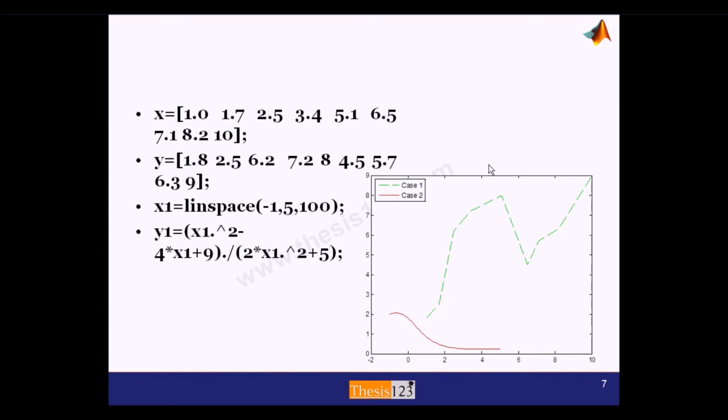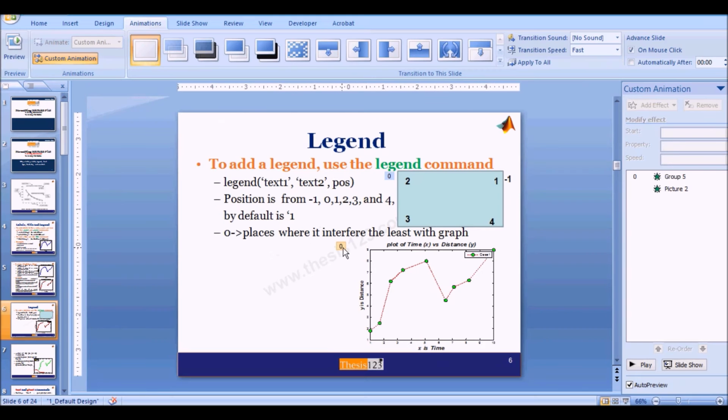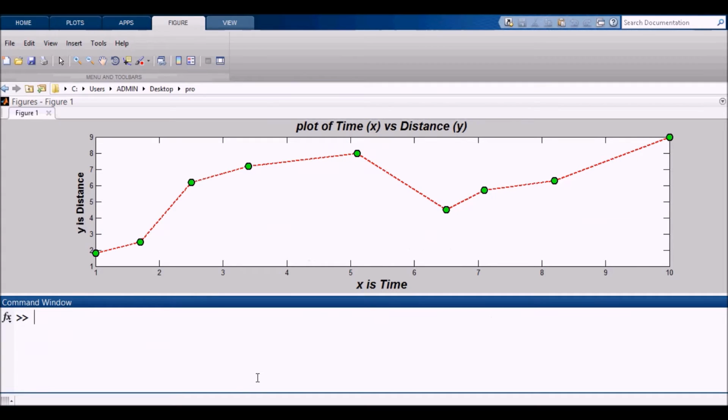I'm going to take this example for our explanation. x1 is equal to linspace of -1 to 5 with 100 values, and similarly y1 is equal to (x1 square minus 4x plus 9) by (2x square plus 5). So now I am plotting. The plot is already there, so I am using hold on to hold the previous one. Hold on, then plot of x1 comma y1.